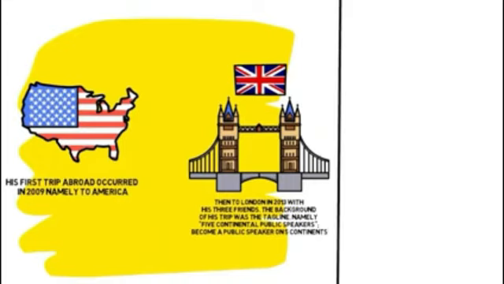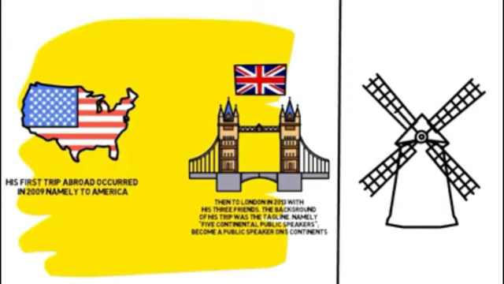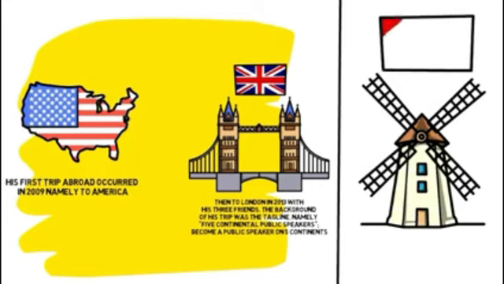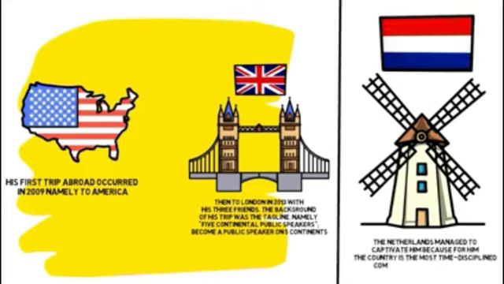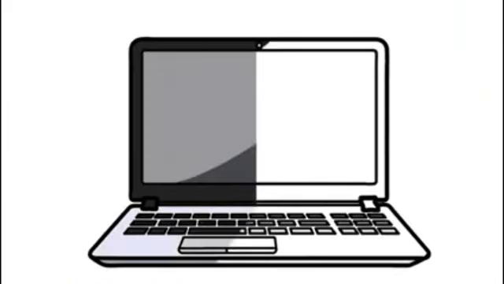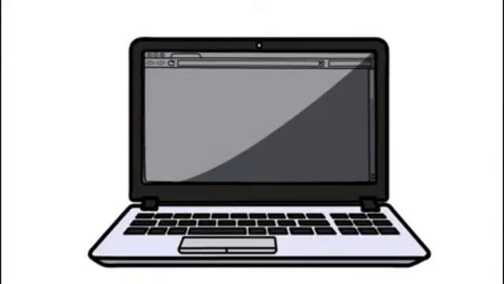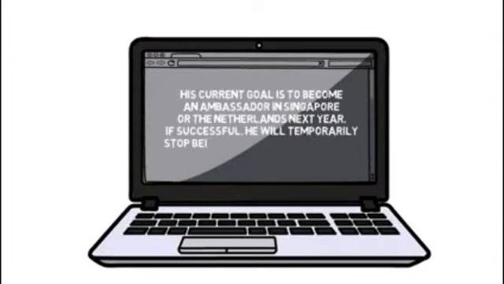After several trips, the Netherlands became his favorite and most memorable country. The Netherlands managed to captivate him because for him, the country is the most time disciplined compared to other countries. His current goal is to become an ambassador in Singapore or the Netherlands next year. If successful, he will temporarily stop being a lecturer for 4 to 5 years.